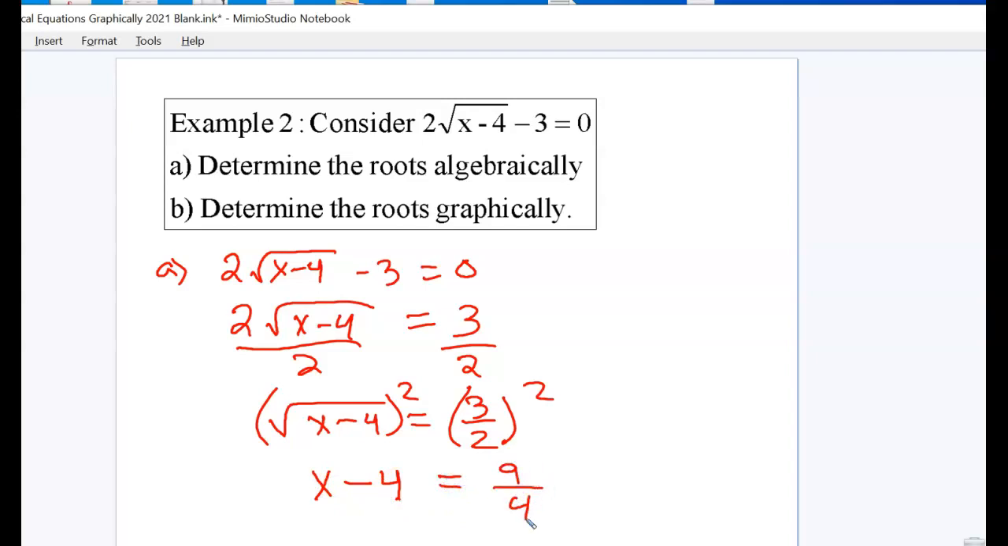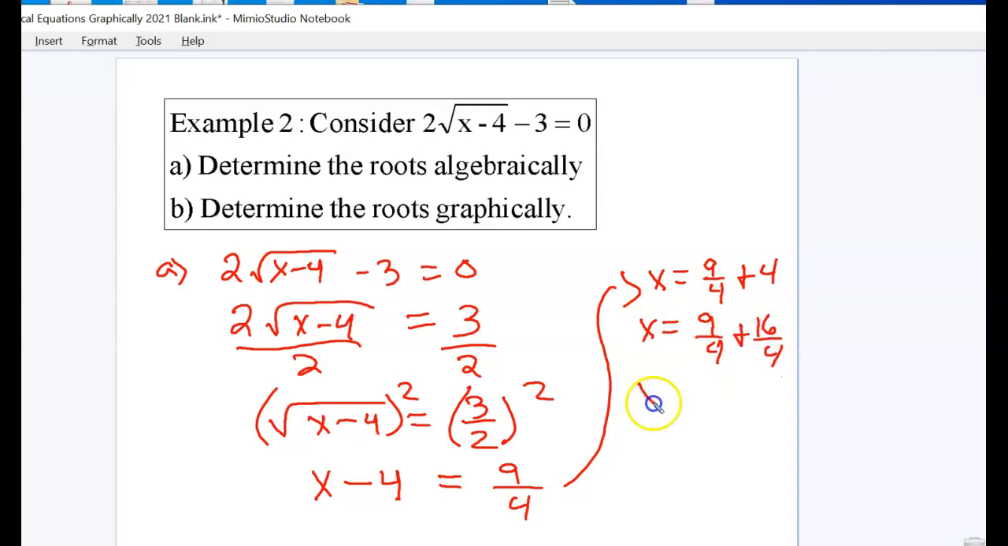So x minus 4 is going to be 9 over 4. Remember, when you square a fraction, you square the top and the bottom. So now I have 9 over 4, and I have to add 4 to the right-hand side. Adding 4, if I put that in quarters, is really 16 over 4. So x is going to be 25 over 4.